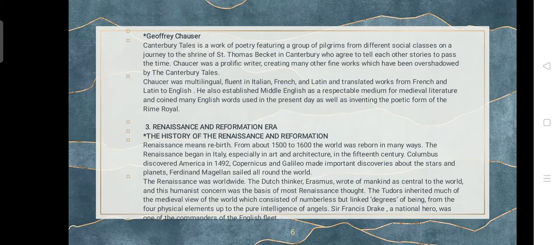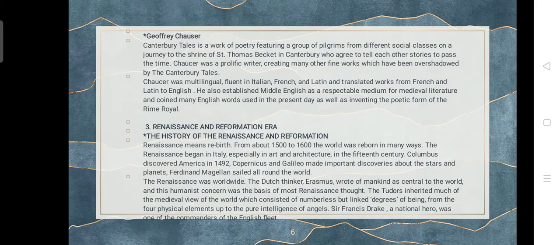In the 15th century, Columbus discovered America in 1492. Copernicus and Galileo made important discoveries about the stars and planets. Ferdinand Magellan sailed all around the world. The Renaissance was worldwide. The Dutch thinker Erasmus brought up making man central to the world, and this humanist concept was the basis of most Renaissance thought.